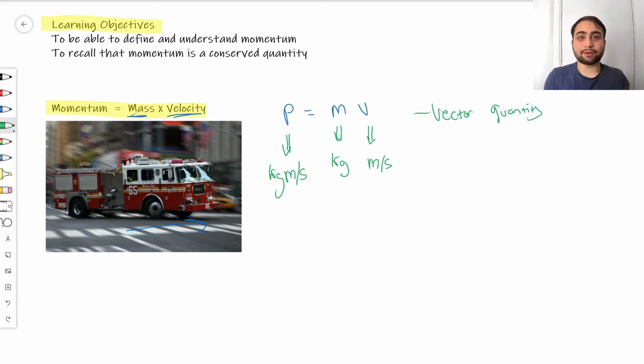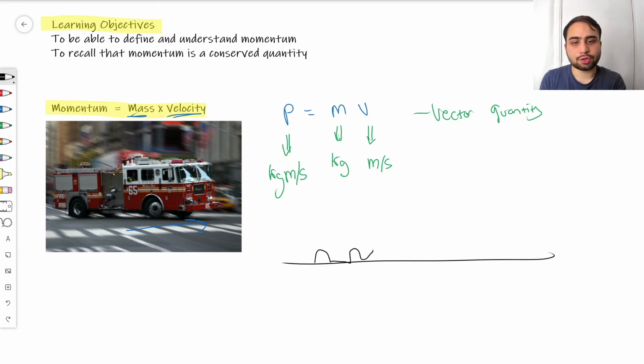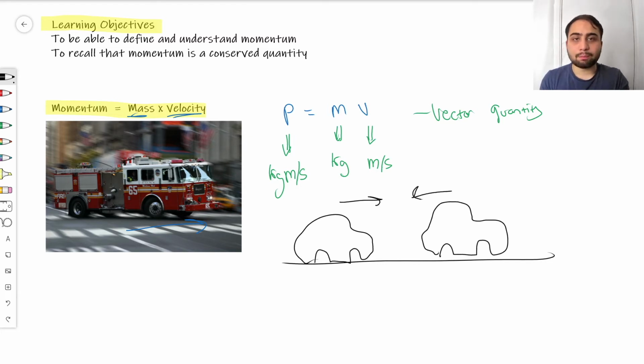So this means that not only does it have magnitude, it also has direction. So really this means that if we're looking at, say, the collision between two cars, so I'm going to quickly draw two cars here, and they're both speeding this way and this way, both of these cars will have some kind of momentum, but one of these values will be negative. Now, the convention is usually going left is negative.